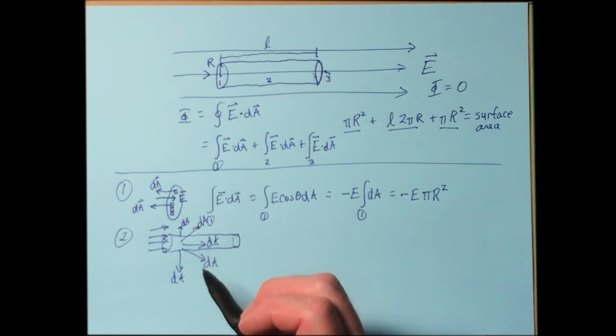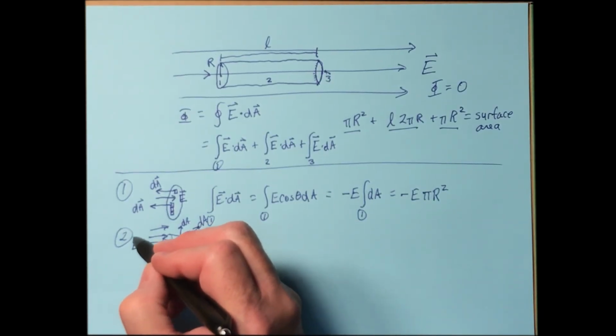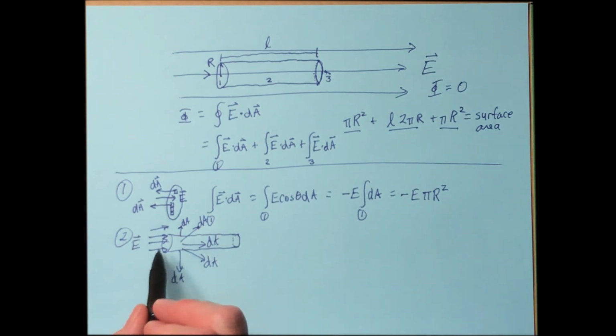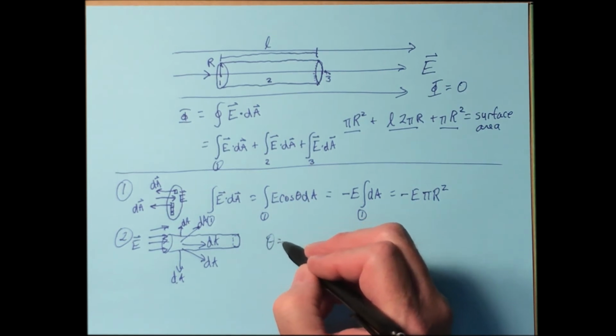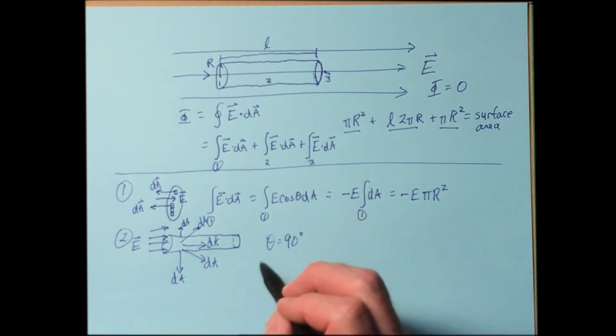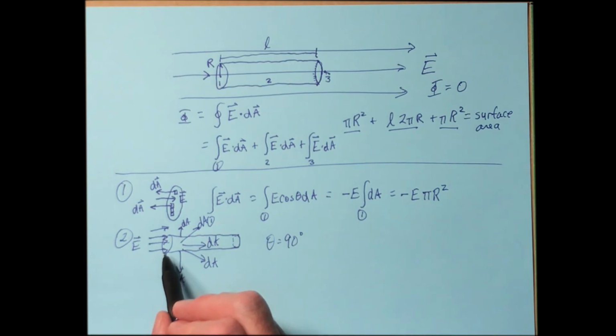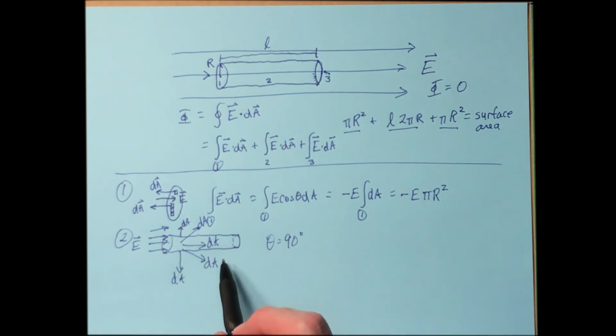But if that's the case, what is the angle between E, which goes into the surface and passes through the central region, and the dA vectors? Well, if you'll think about it, the angle theta is always 90 degrees for area 2. That's the angle between the E and the dA.